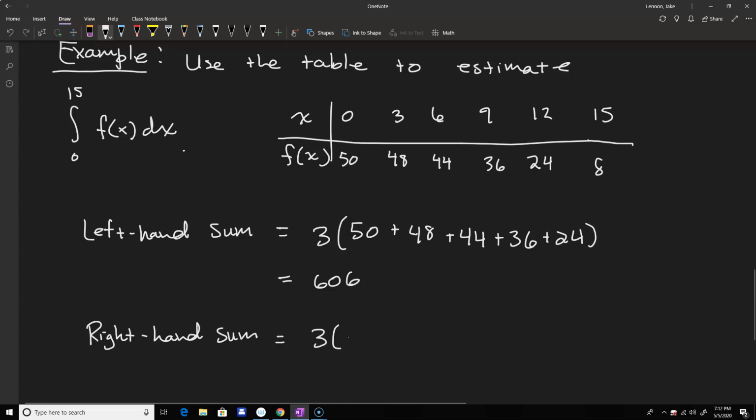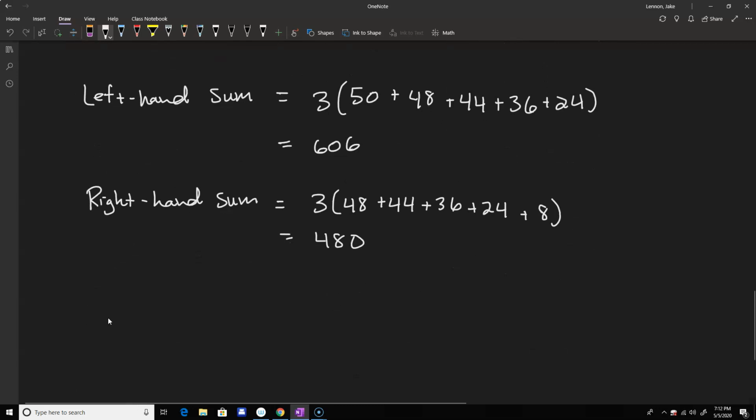Again, the width is still 3, but now we're not starting at 50, we're starting at 48 as our first point, and then using all the remaining ones: 48 plus 44 plus 36 plus 24 plus that last value, 8. And that comes to 480. So a good estimate for the area: the integral from 0 to 15 of f of x dx is approximately 606 plus 480 over 2. I'm just taking the average of the left and the right. That's going to be a better approximation, and that's about 543.